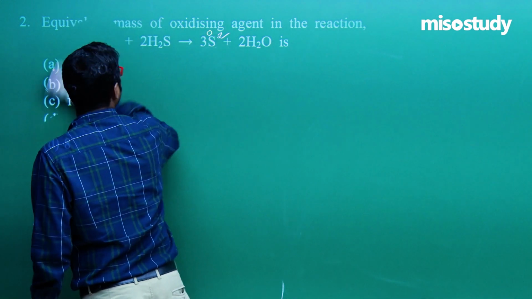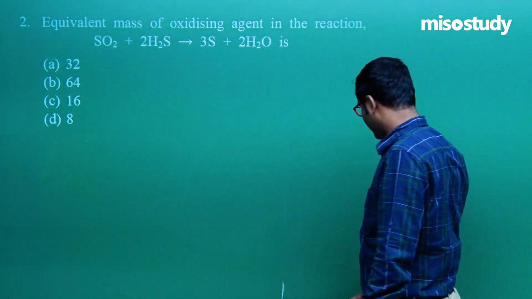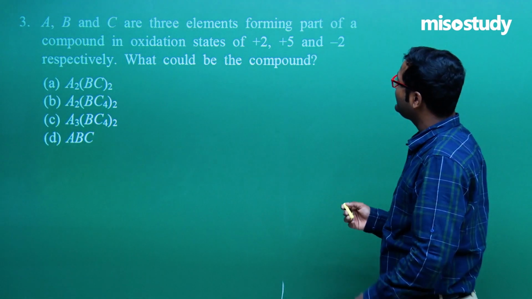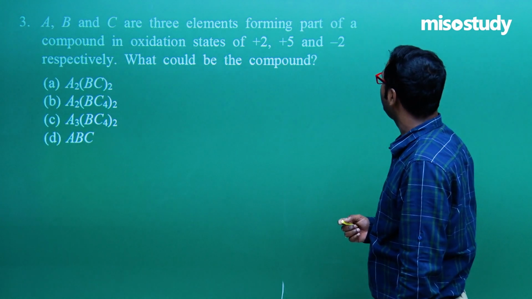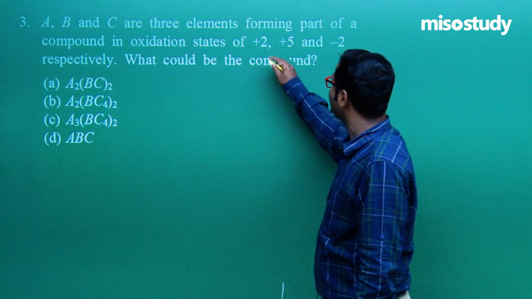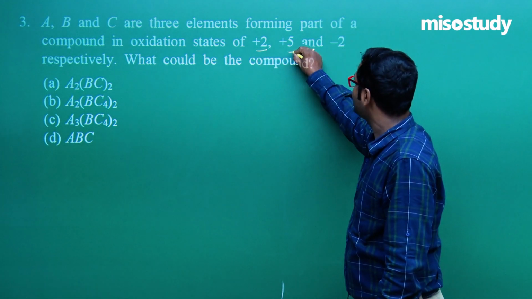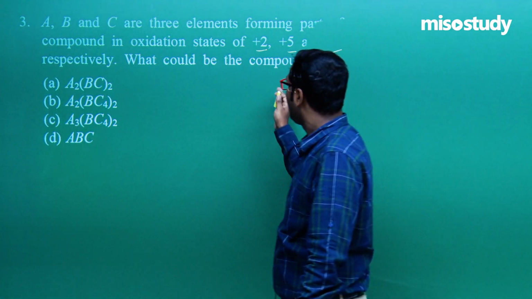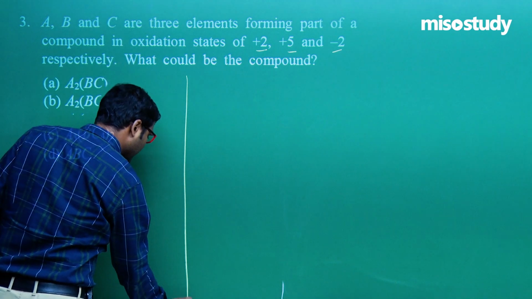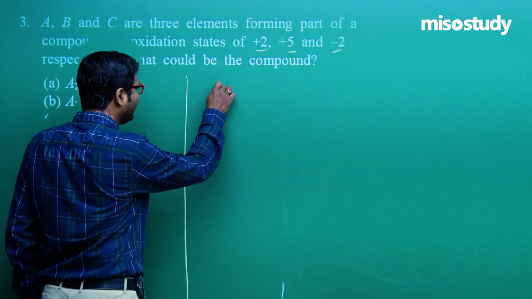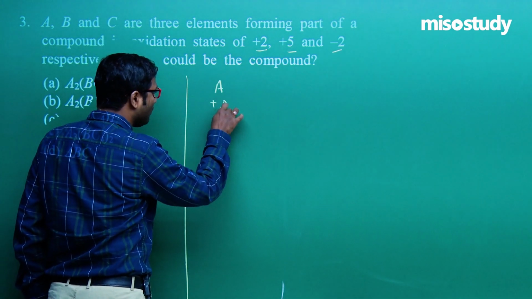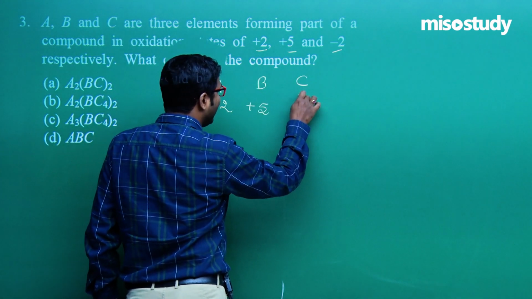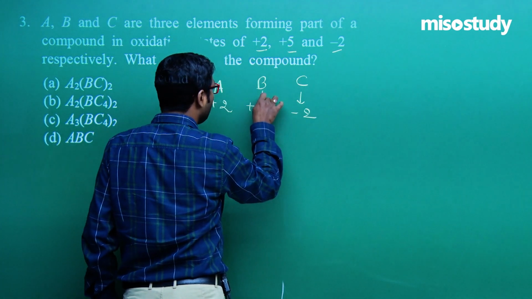Now let's move to the next part of the question. Next question. Now look at A, B, C are the three elements forming part of a compound in oxidation state +2, +5 and -2. What could be the compound? The question is, what could be the compound if there are three elements, that is A is in +2 oxidation state, B is in +5 oxidation state and C is in -2 oxidation state.